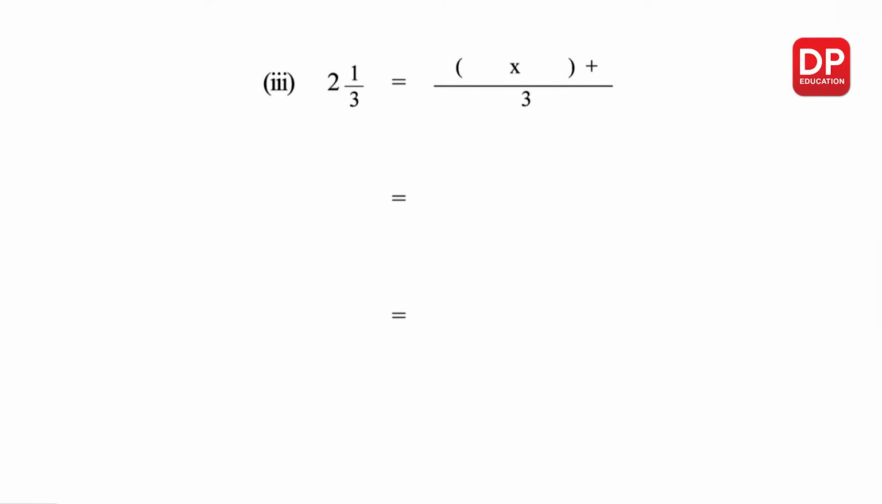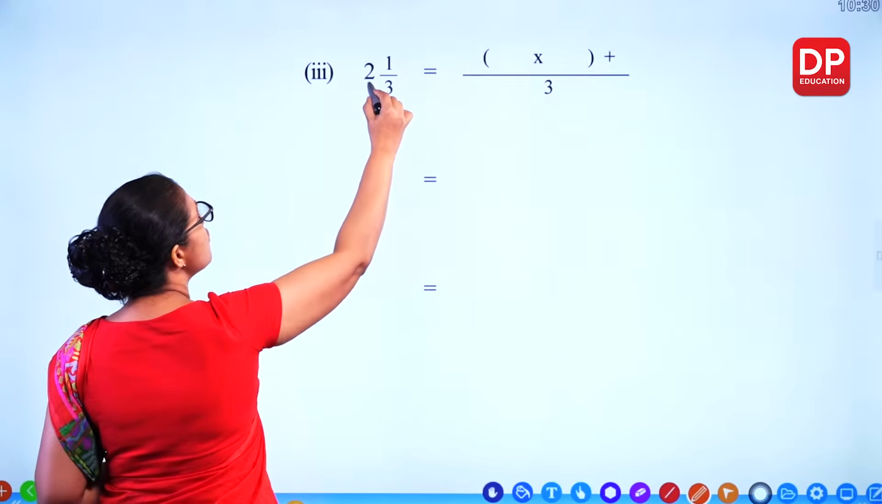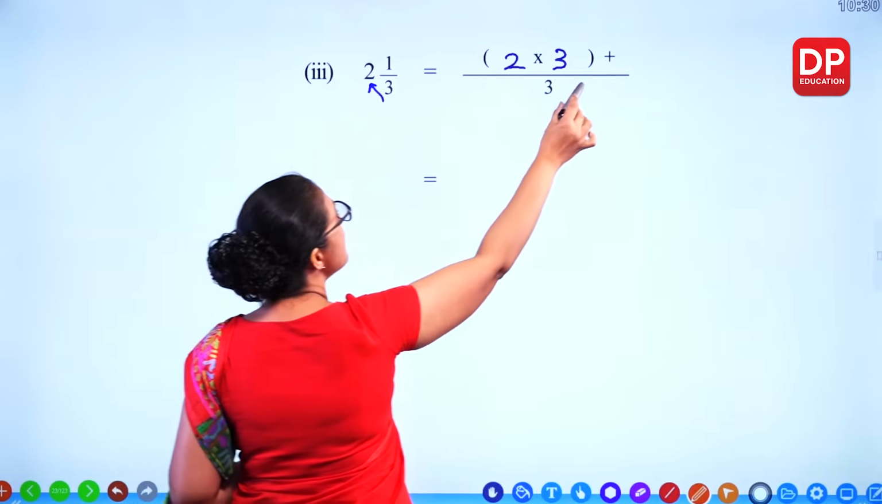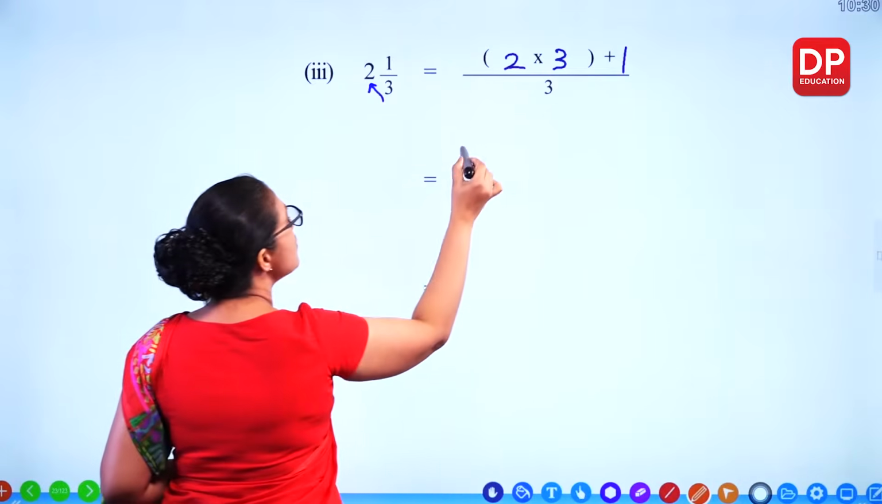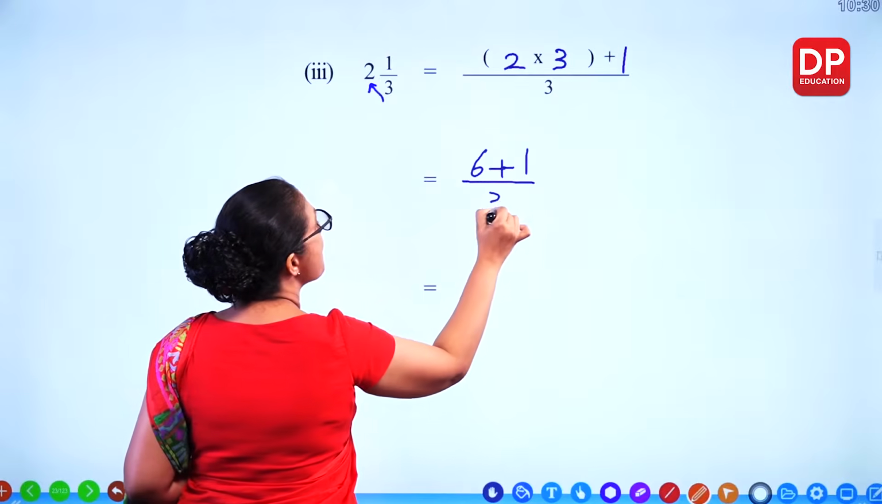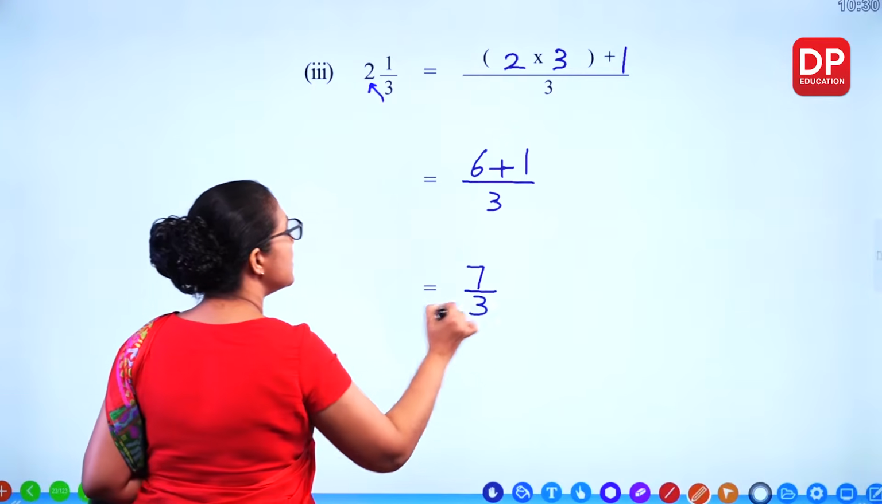Now this one, 2 and 1/3. Multiply these two. 2 times 3, and then add 1. 2 times 3 is 6. 6 plus 1. You get 7 over 3.